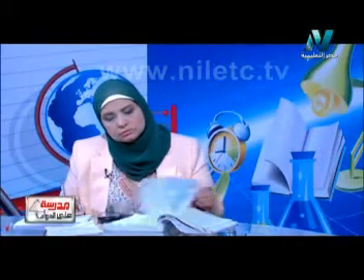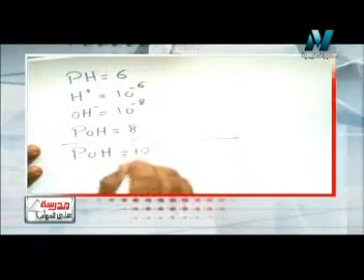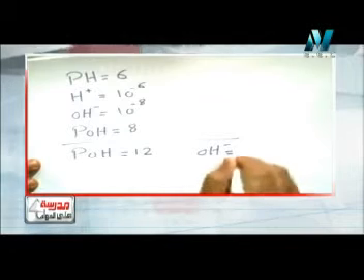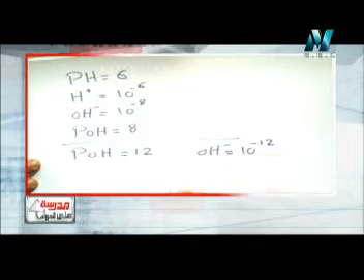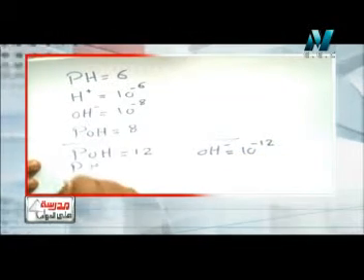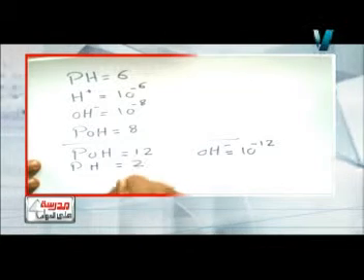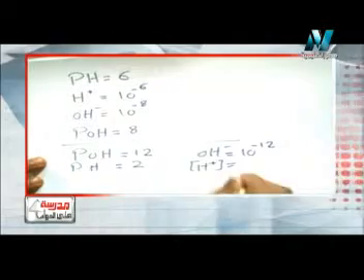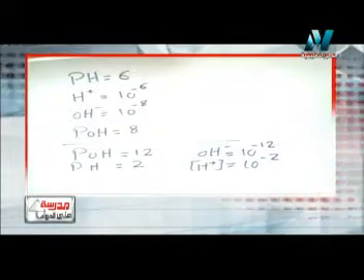Okay, if the pOH equals 12, so the OH negative ion will be 10 to the power negative 12. So pH will be 2 and the concentration of hydrogen ion will be 10 to the power negative 2.